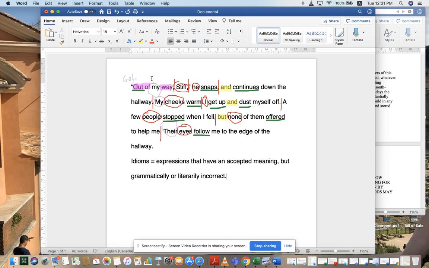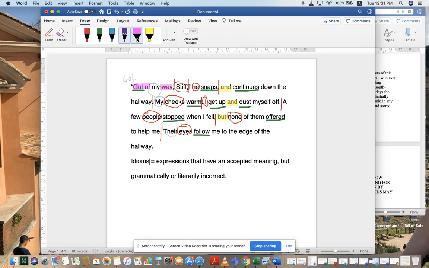So you got to pay attention to idiomatic expressions, which are idioms, and we have to pay attention to sometimes English will leave out verbs or predicates because the expression, the idiomatic expression itself, tells you that it's a command. So he snaps, easy, continues. Now remember that continues is a verb of motion, so it's not going to take a direct object. Then the next thing here is preposition, down. Down what? The hallway, and that's the object of preposition.